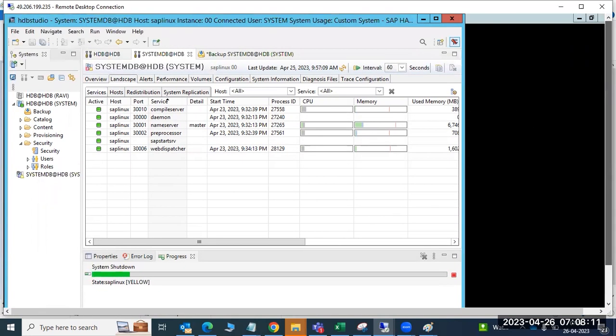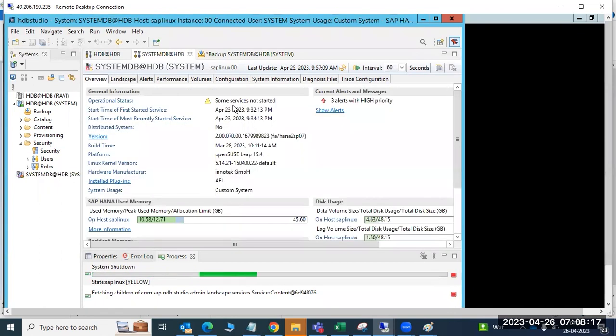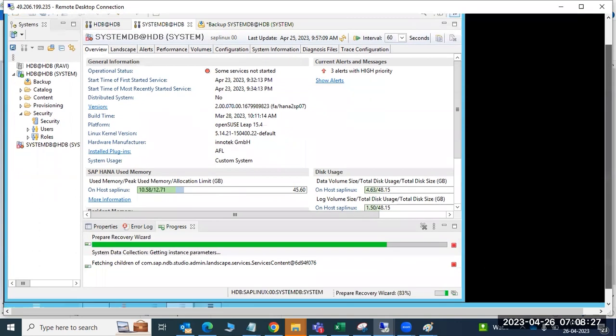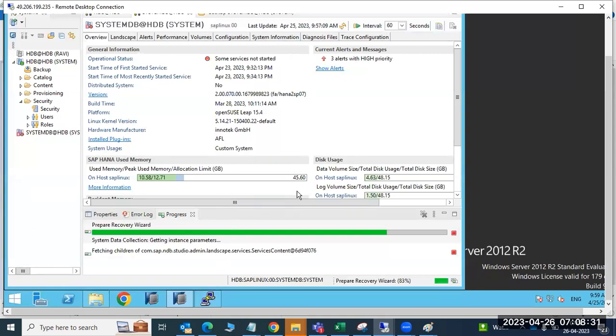So the services are getting stopped. You can see here the services are getting stopped. Some services are not started. Yeah, it's stopped. Okay, got stopped now.